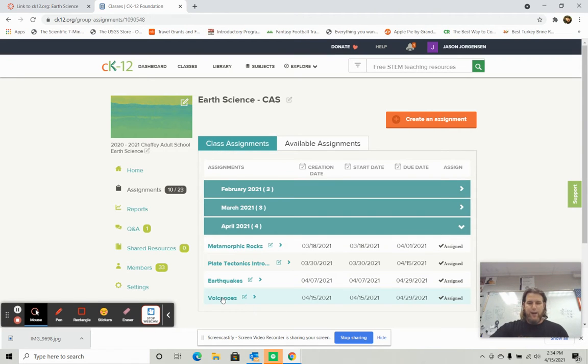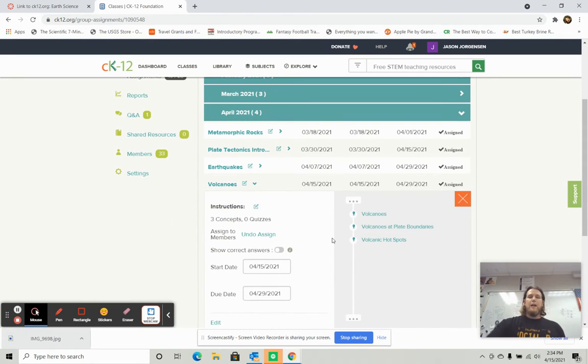Hopping into our class and going into our assignments, we have volcanoes right here waiting for us. We used to have really long deadlines here, but now they're getting a little bit shorter because of the lack of time that we have. So there you go. Just 3 sections: volcanoes at plate boundaries, and volcanic hotspots, because hotspots are really cool. They do not occur at plate boundaries.